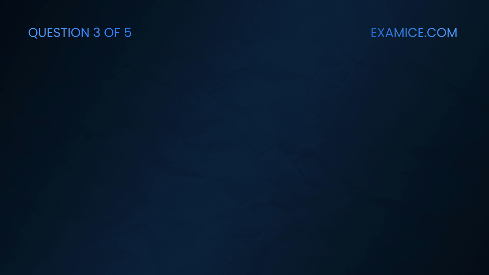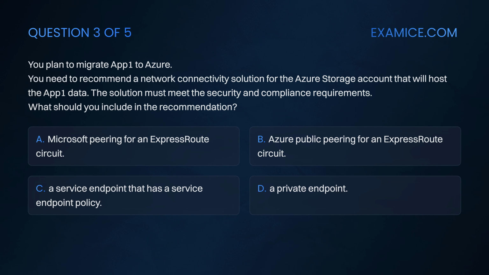Question 3. You plan to migrate App One to Azure. You need to recommend a network connectivity solution for the Azure storage account that will host the App One data. The solution must meet the security and compliance requirements. What should you include in the recommendation? Option A, Microsoft peering for an ExpressRoute circuit. Option B, Azure Public Peering for an ExpressRoute circuit. Option C, a service endpoint that has a service endpoint policy. Option D, a private endpoint.